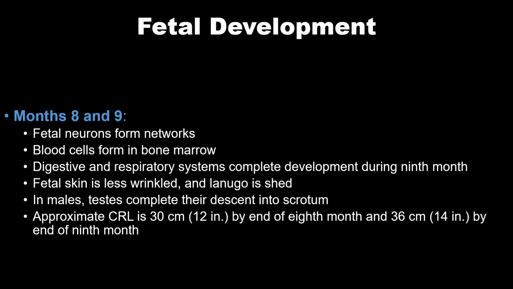In months 8 and 9, these 2 final months, fetal neurons begin to develop their networks, organs grow and develop, and blood cells, especially in bone marrow, begin to form. The digestive and respiratory systems continue development, or complete development in the 9th month, with the skin being less wrinkled. Lanugo is also shed. In males, the testes complete their descent into the scrotum. By the end of the 8th month, the length is 30 centimeters, and by the end of the 9th month, 36 centimeters is the typical length.